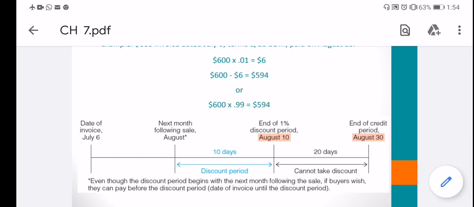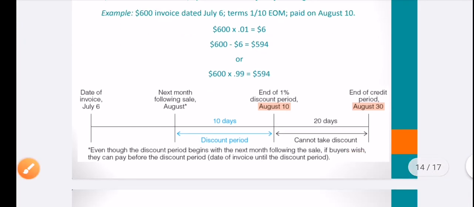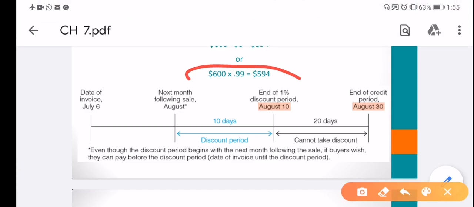My amount is 600 multiplied by the rate, which is 1% or 0.01. So the result will be 6 US dollar. This is the discount amount. We deduct this discount amount from the original amount, which is 600, and the result will be 594. This is the amount that I have to pay. Or using the other method that we mentioned before, the complement method.